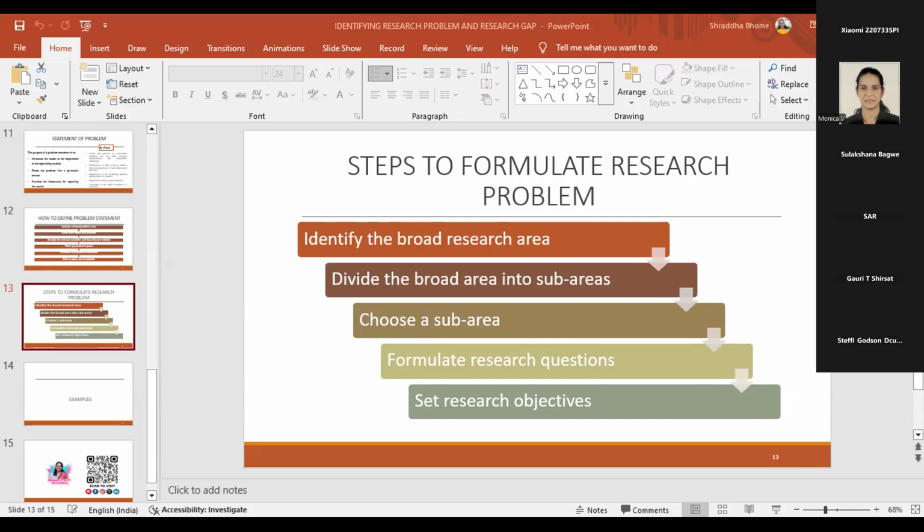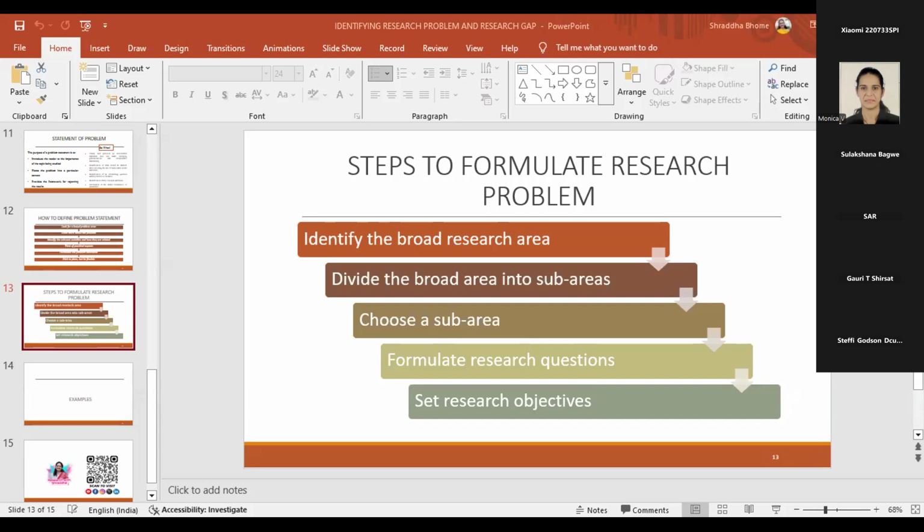So thus, choose one sub area of interest and one that is manageable and feasible for you. So the area you select must have research significance, must be significant to your research knowledge. Then ultimately formulate the research questions.